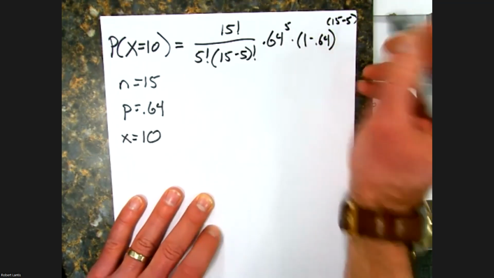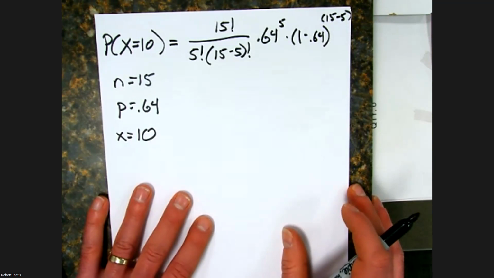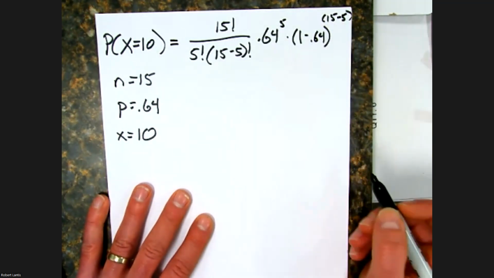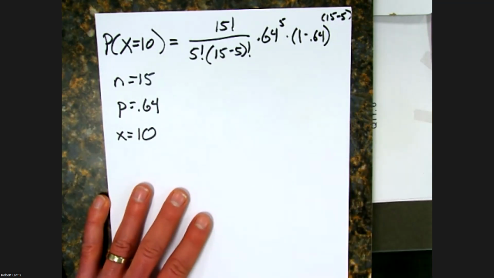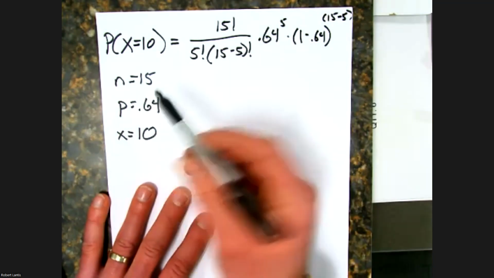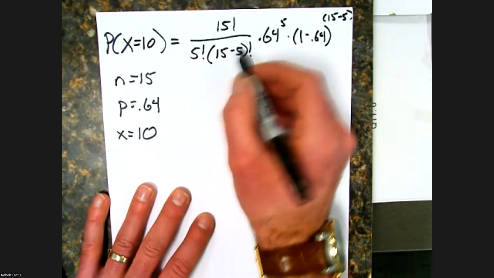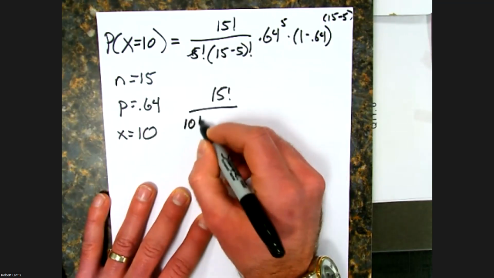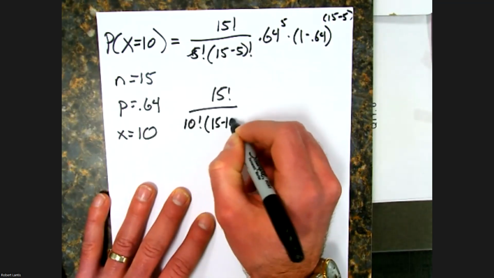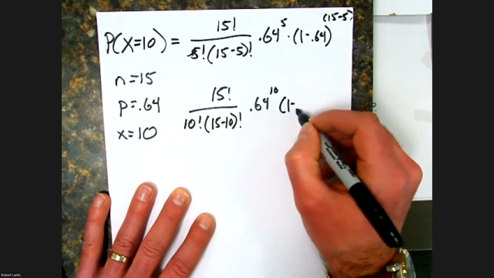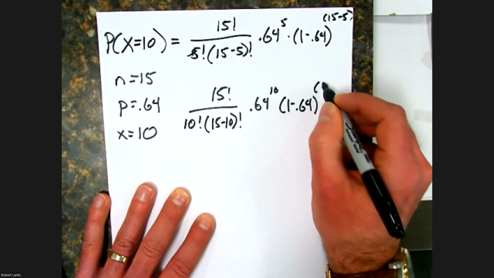Hopefully you guys can read this. If you can't, make sure you ask me what I've written down. So, N minus X, right? Or 15 minus 5. Or sorry, it's not 5. We're doing 10, aren't we? Thank you. I wasn't looking. There I go. That should make a little more sense, right? Thank you for asking.